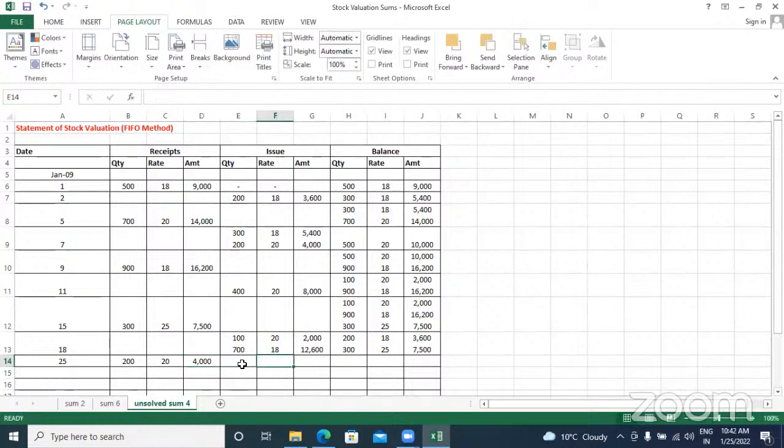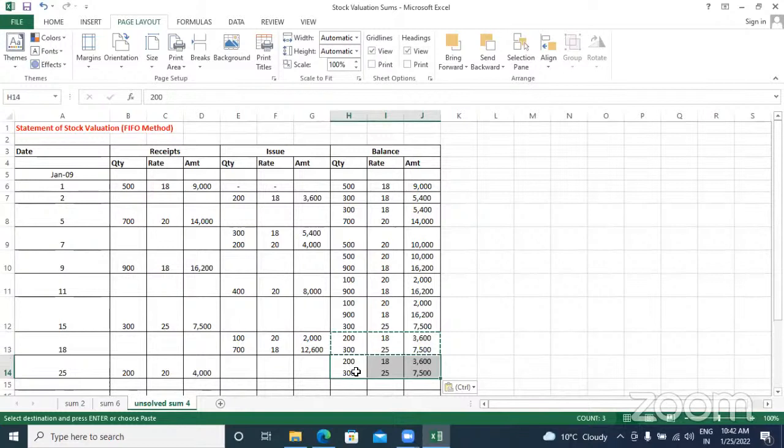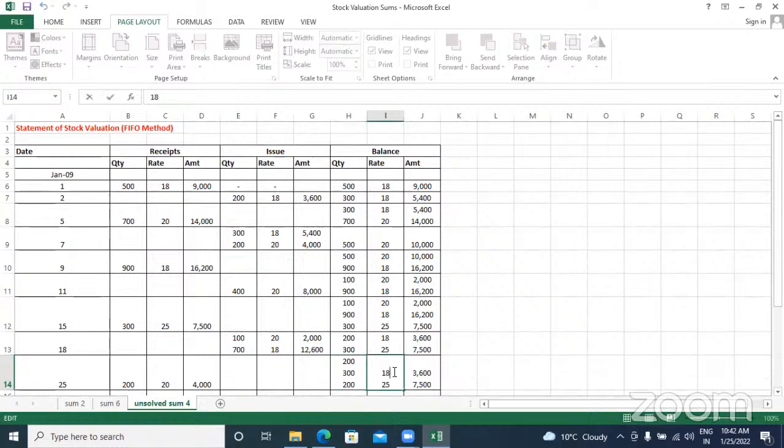This is known as value, 4,000. So now can you tell me what is the balance? First 200, then 300. And after 300, what will you do? Again 200, the one which we have purchased now at the rate of 20 rupees. Are you getting my point? So this is at the rate of 20 rupees.